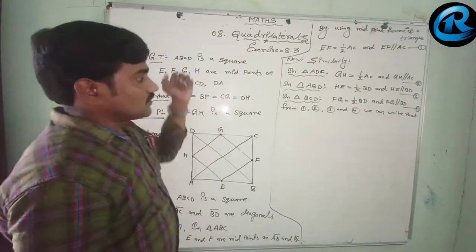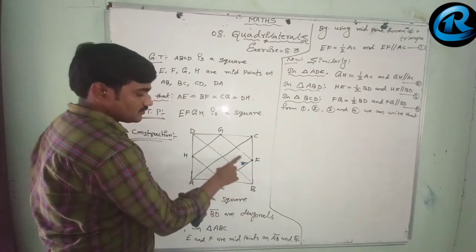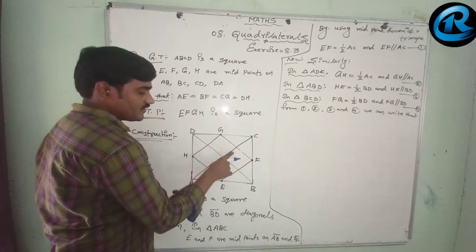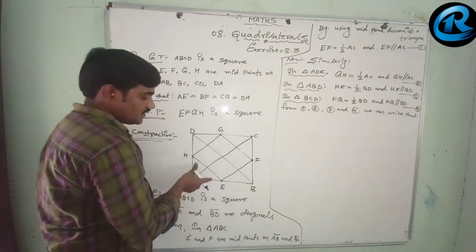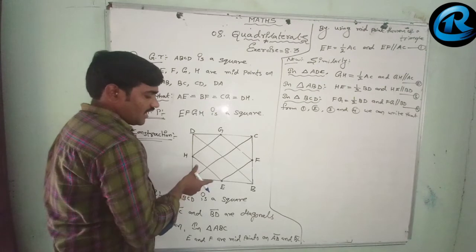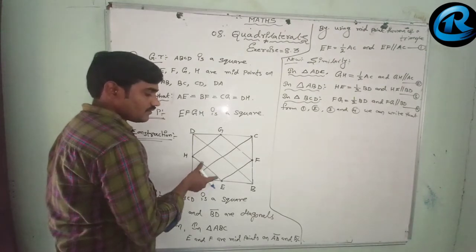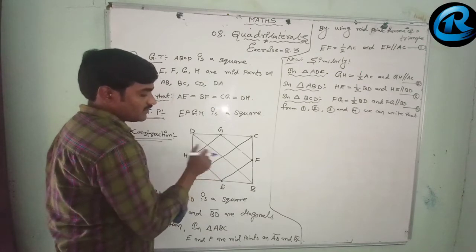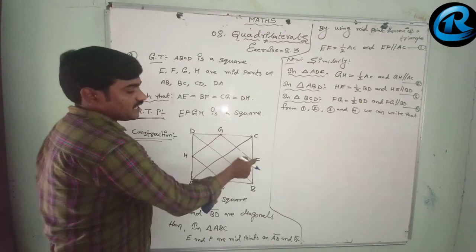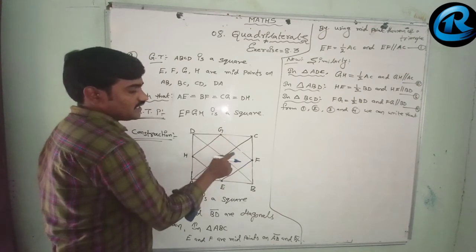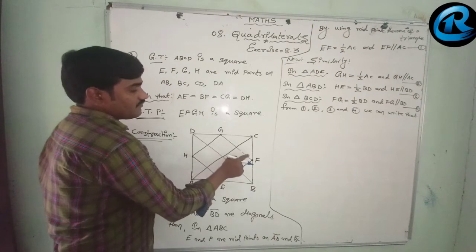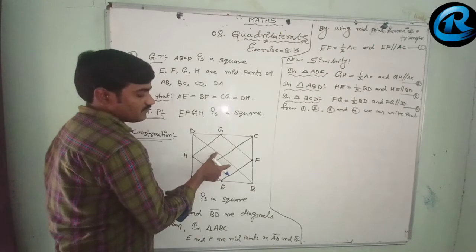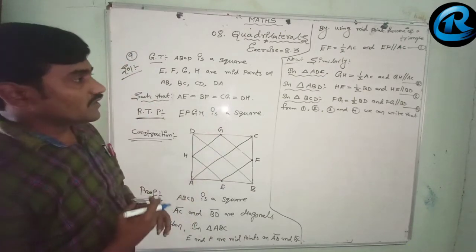See what we can write. EF is parallel to AC, EF is half of the AC. GH is half of the AC and GH is parallel to AC. HG is half of the BD and parallel to BD, and GF or FG is half of the BD and GF is parallel to BD. So now we can write.